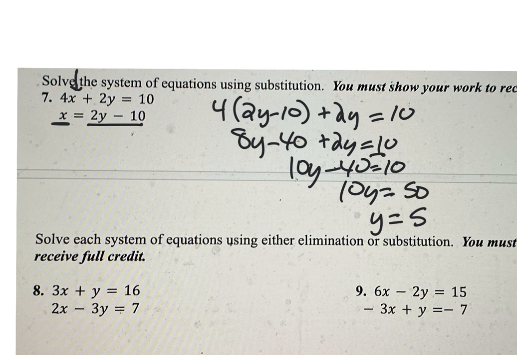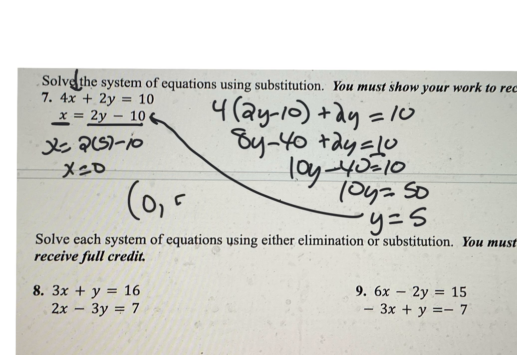There's my y. Now, the good thing about substitution is you just plug it right back where we started, right there, because x is 2y minus 10. So 2 times 5 minus 10. Now, 2 times 5 is 10. 10 minus 10 is 0. So my coordinates for that one, 0, 5, using substitution.